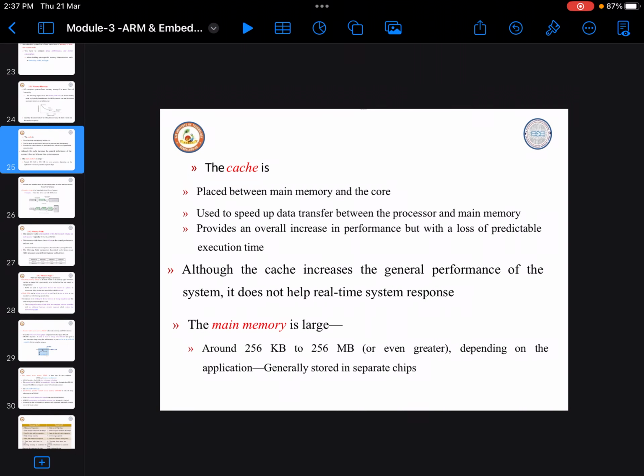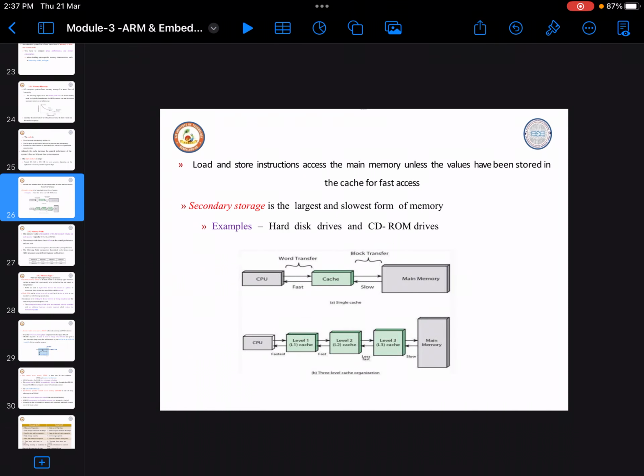The main memory is usually a large one, around 256 KB or 256 MB, even greater than that, depending on the application. The ARM processor uses a RISC architecture which operates with a load store architecture. So accessing the main memory happens until and unless the value has been stored in a cache, which will be used for fast access. For secondary storage, the diagram shows it here.